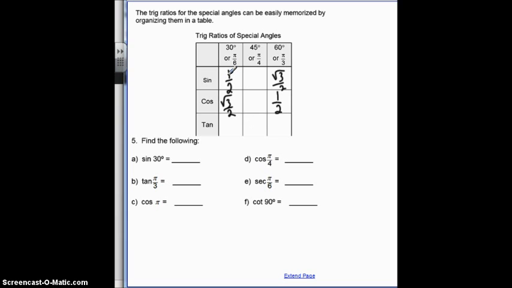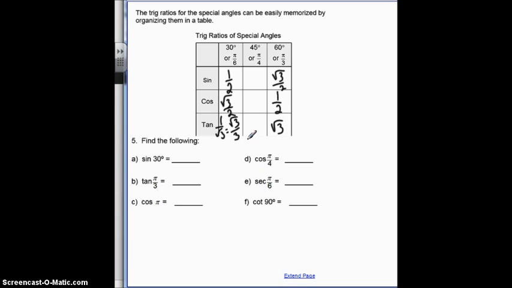Tangent, of course, is going to be the y over x, so that's going to be 1 over the square root of 3, which will simplify to be square root of 3 over 3. Okay. And then here it's going to be square root of 3 over 1, or simply square root of 3.